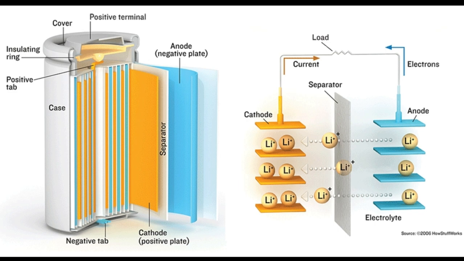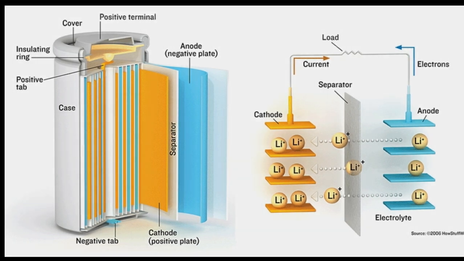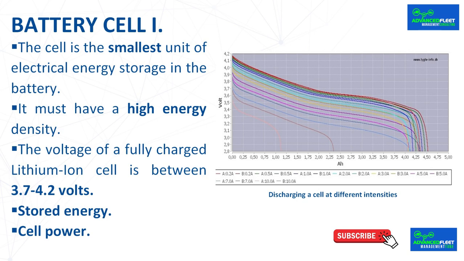The battery cells of electric vehicles are rechargeable thanks to the fact that their electrochemical reactions are reversible. It must have a high energy density to store the greatest amount of electrical energy possible, and the vehicle has greater autonomy. The voltage of a fully charged lithium-ion cell is between 3.7 and 4.2 volts.